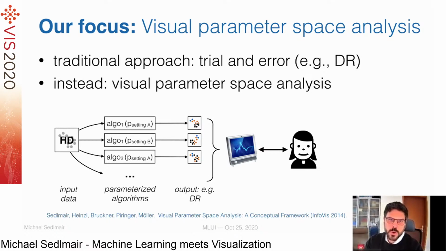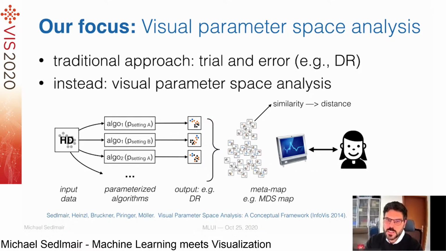So what we proposed instead, and that's a general approach, is this idea of visual parameter space analysis. Instead of going step by step sequentially through the algorithms, we want to sample them in parallel and then have a visual interface that allows us to look at a large set of these model outputs. Usually we would do that with a meta map using some dimensionality reduction algorithm, for instance, where we can sort these results by similarity.